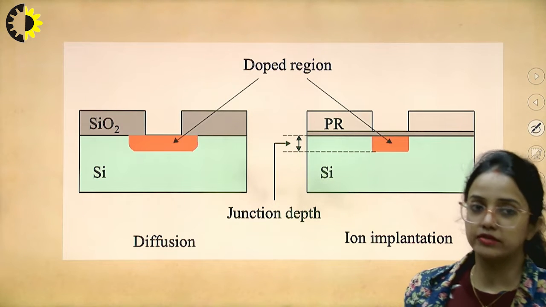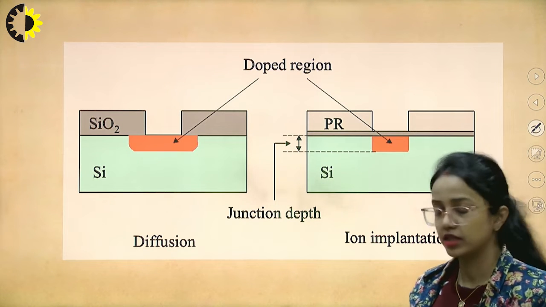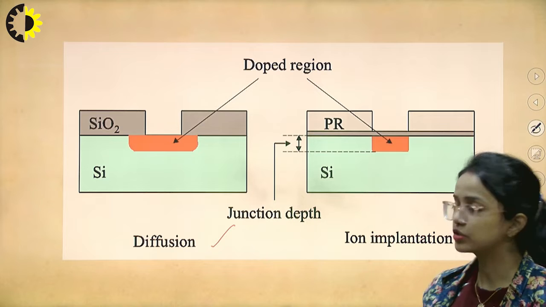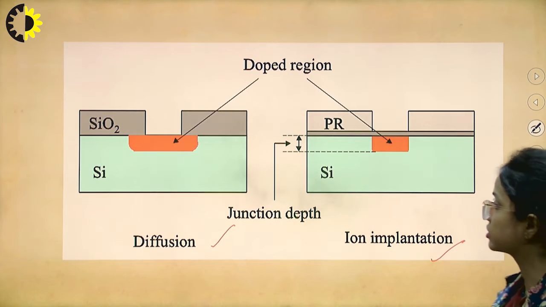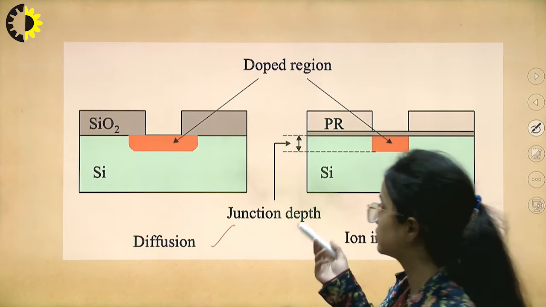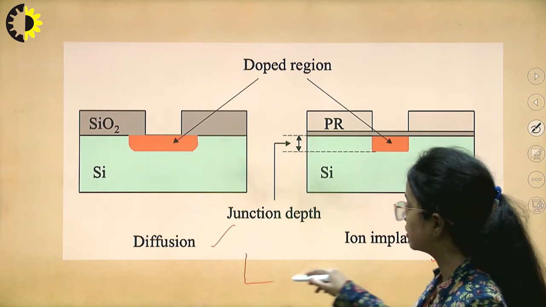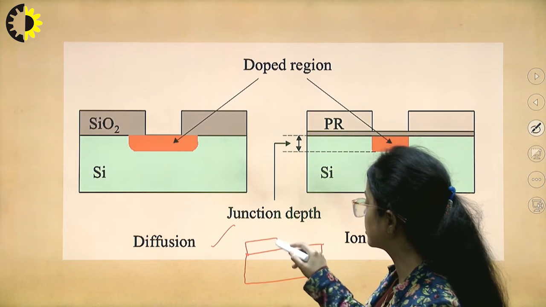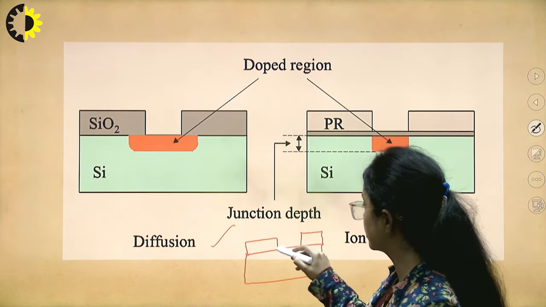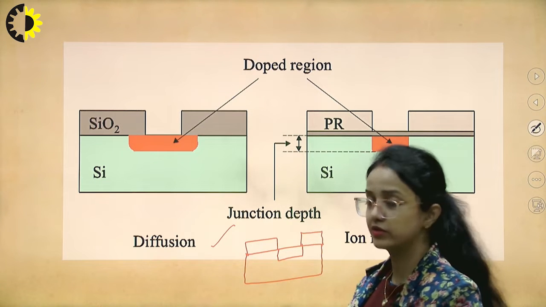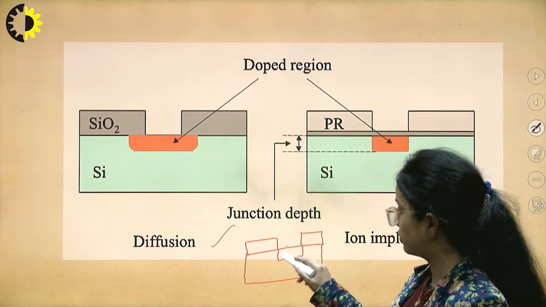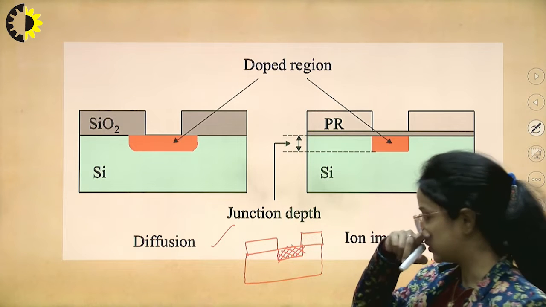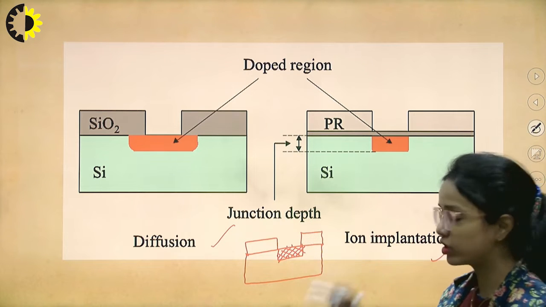So, this is a comparative diagram where the first picture shows adding of dopant using diffusion, and the second picture shows adding of dopant using ion implantation. The desired thing was like this: we have a substrate like this and then we have a silicon dioxide insulation like this. So, this was the desired profile which we required. I am going to add some color so that we are clear that this is what we require.